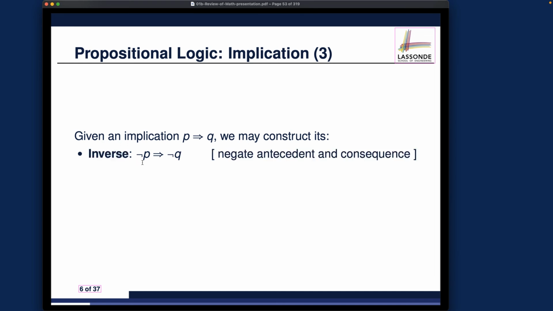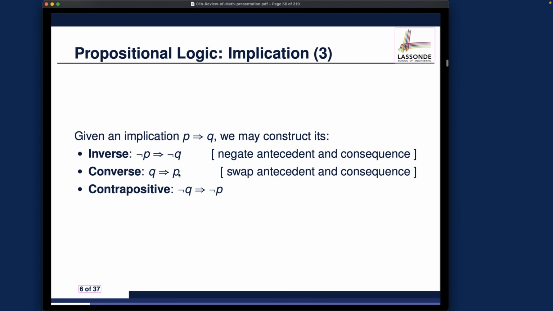By negating both antecedent and consequence. We can also have a converse, in that case, we simply switch Q and P, right, into here. Switch the order. And also we've got something called the contrapositive, meaning that not only do we want to switch the order to Q and P, but also we're going to negate both of them.